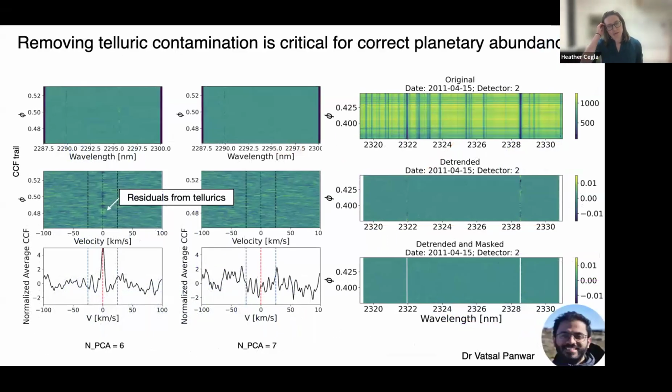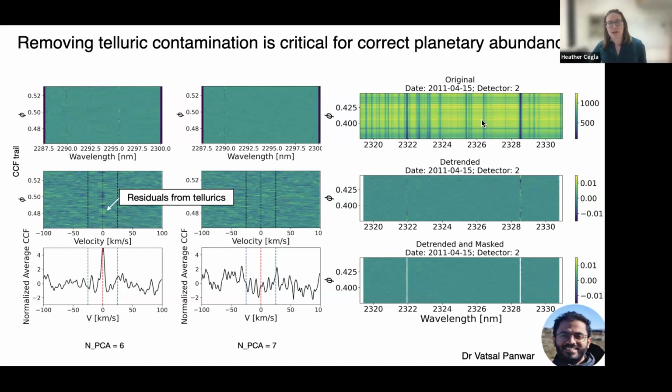What might be of interest to this particular audience is the fact that the telluric contamination was critical to get the correct abundance. This is showing an example: if you didn't correct the residuals, you end up with this signal here, and when you do correct them, you get rid of that artificial signal. He does a principal component analysis on the tellurics, and this shows if you had 6 principal components versus 7, what the removal is.